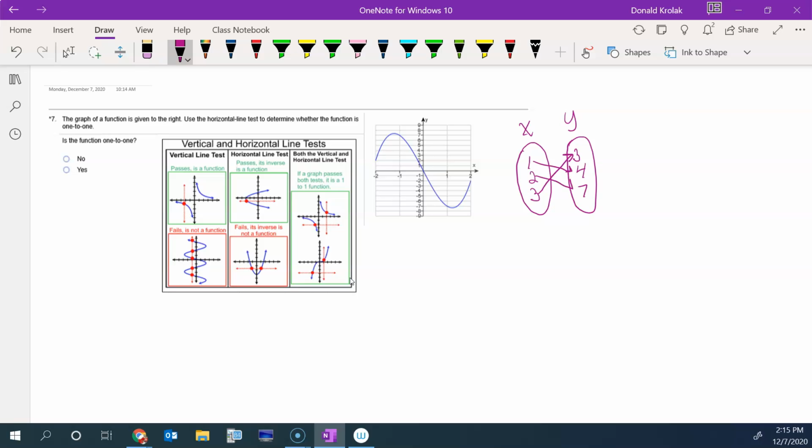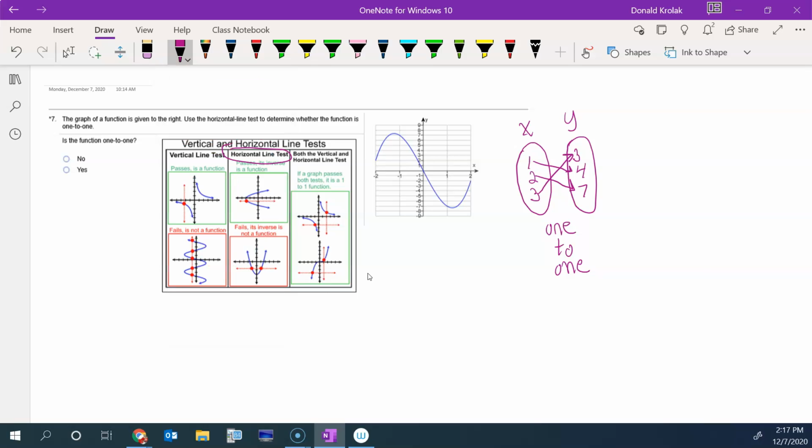So this would be 1-to-1. Every x has exactly one y. In this context, we're using 1-to-1 to see if something has an inverse. If a function is 1-to-1, then you can graph its inverse, and its inverse will be a function. The way that you tell if a function is 1-to-1 is you do the horizontal line test.